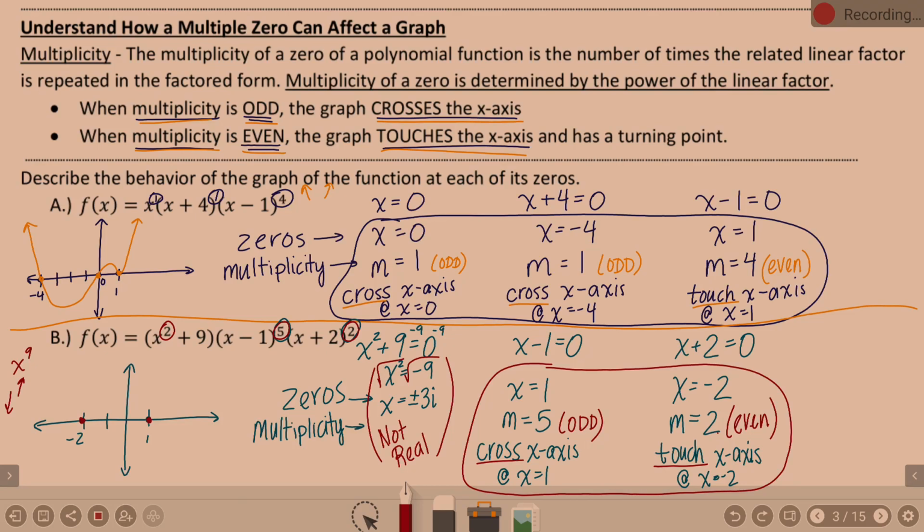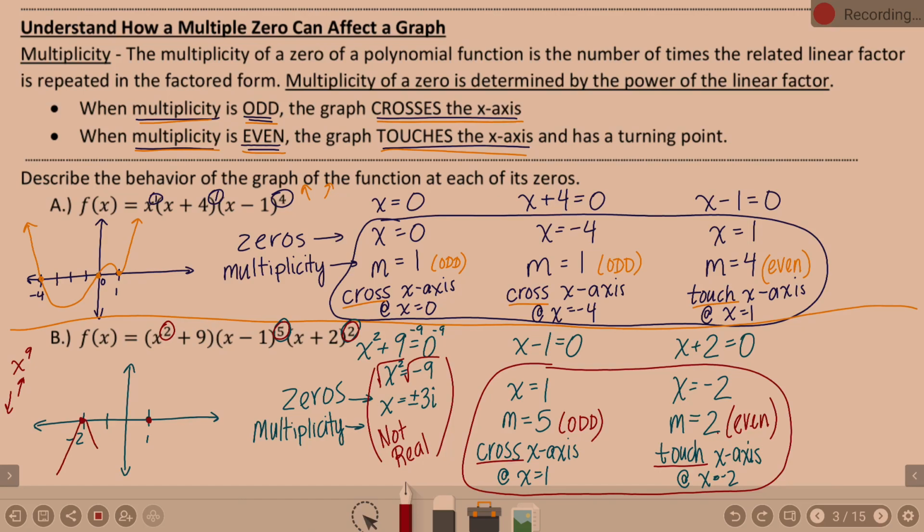Okay? Now, so let's look. I'm going to start down. And as I approach negative 2, what am I doing at negative 2? I'm going to touch. So as I touch negative 2, I'm going to touch it and go back down.